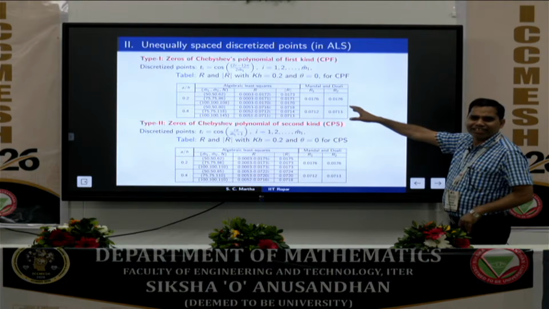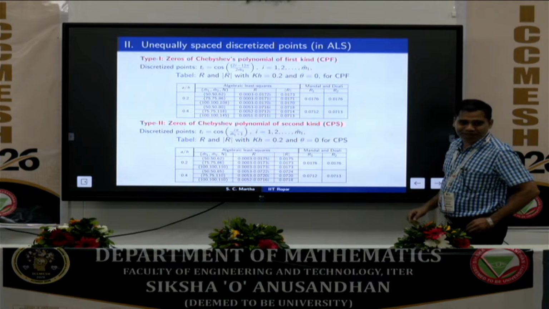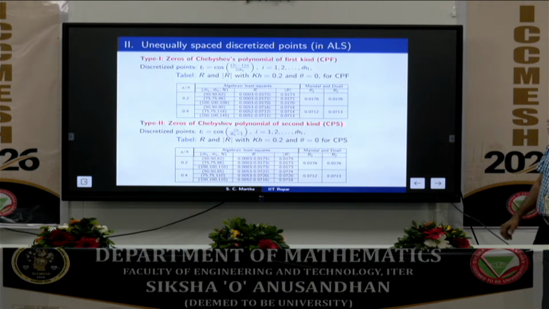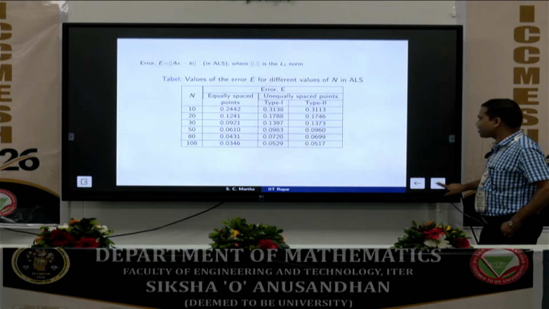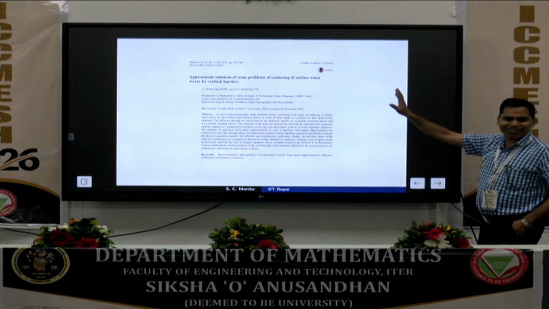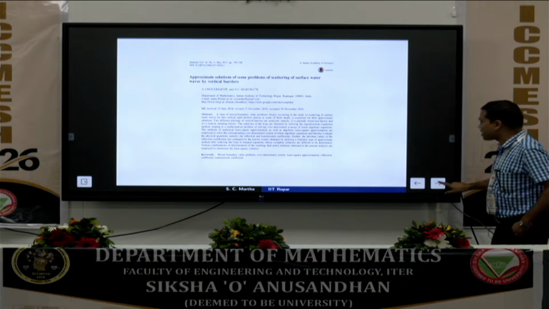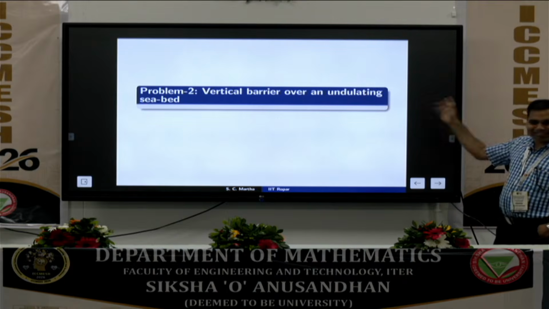Of course, the referee asked why use equally discretized points; can you take unequally discretized points? The idea is to take the zeros of the Chebyshev polynomial of the first kind as well as the second kind, and we showed the same thing. So let us go ahead; this work was very simple. That's what we communicated to Sadhana, and they took it quickly. So those who are interested can look at it later.